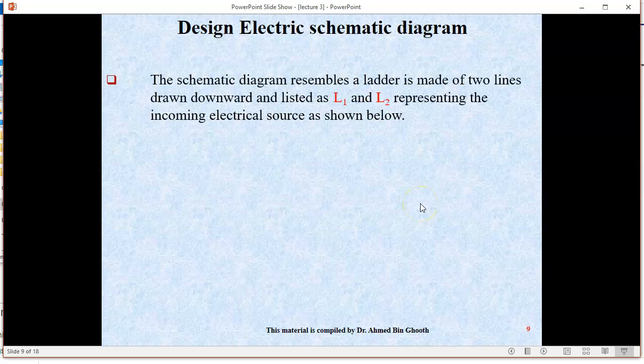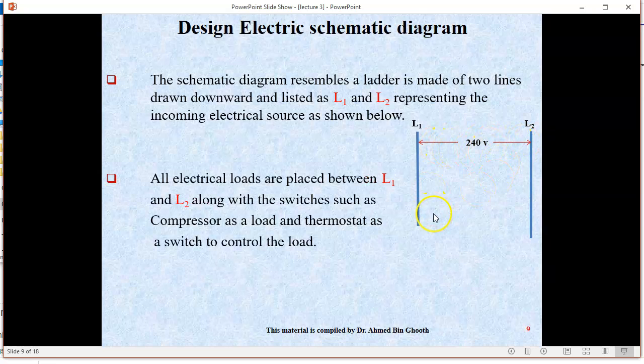Designing an electric schematic diagram. The schematic diagram resembles a ladder, which is made from two lines drawn downwards. So we have downward lines L1 and L2 representing the incoming current. So we need to draw these two lines first, line 1 and line 2, the incoming lines. So this is 240 volts coming from the source.